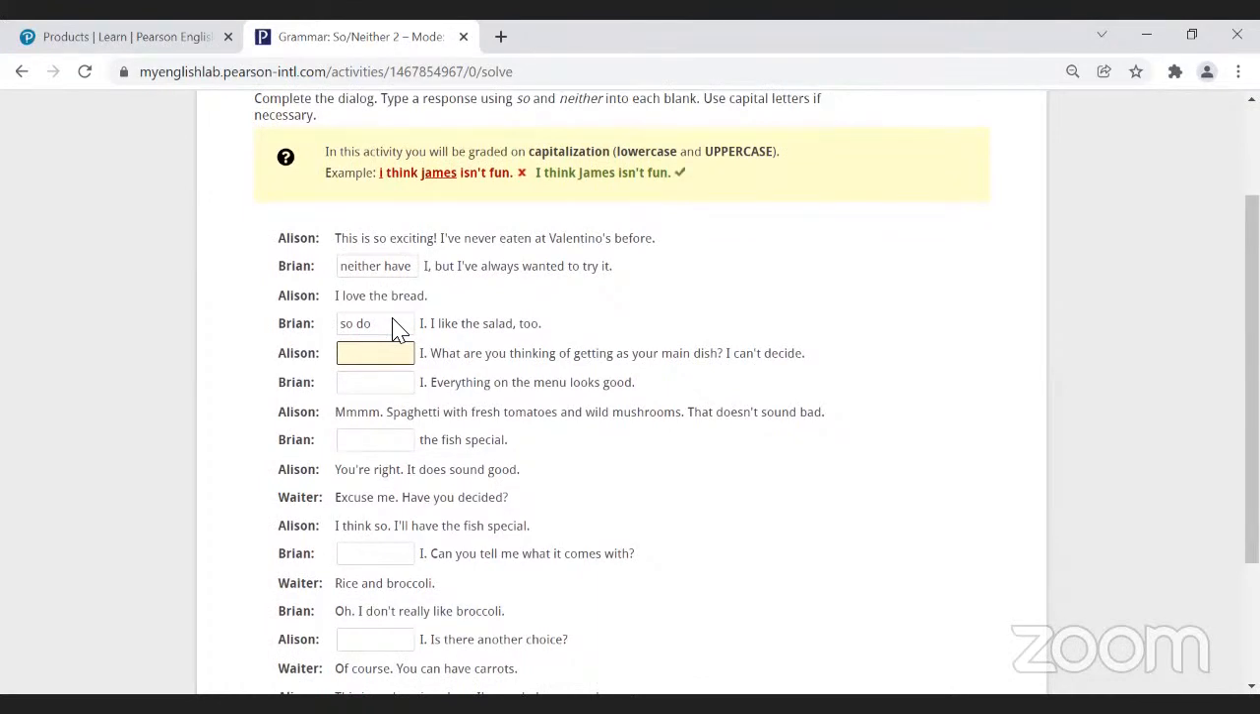In this case, teacher, it doesn't have context first, but it says, what are you thinking of getting as your main dish? I can't decide. Neither I. No, in this case, you have to take out the context from I like the salad too. So the first sentence that you have is I like the salad. So Alison has to say that she likes it too. So do I. Yes.